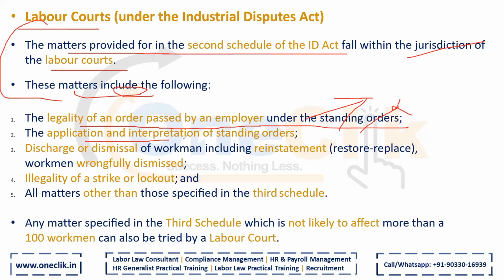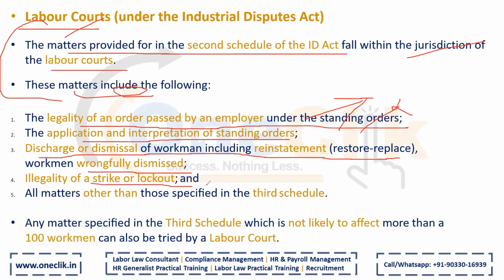Application and interpretation of standing order, again, second point. Yes, that will come to the labor court directly. We can directly complain to the labor court. Discharge or dismissal of workman, employee, including reinstatement, replace of the employee in case, that will come to the labor court directly. And workman wrongly dismissed in case of dismissal, right? So that will come to the labor court. That issue will come to the labor court.